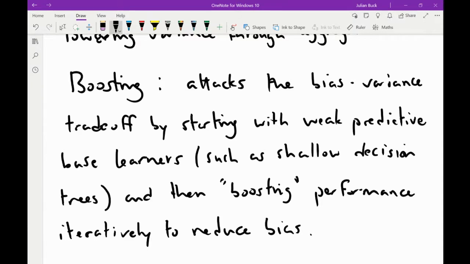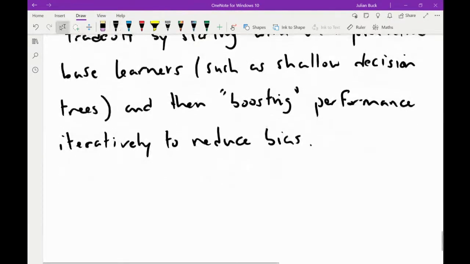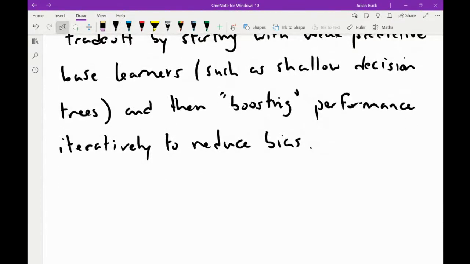So what's happening in this case then? Why is bias getting reduced? So all the models, the weak learners, these weak predictive base learners, like shallow decision trees, have high bias because they don't fit the data well. Okay. So in other words, high bias, they're making errors in their predictions relative to what the actual data is.